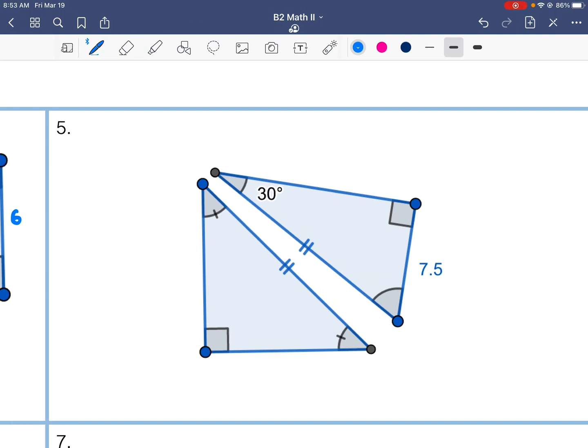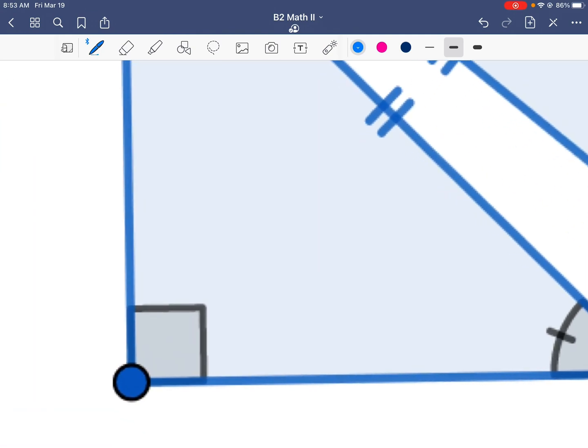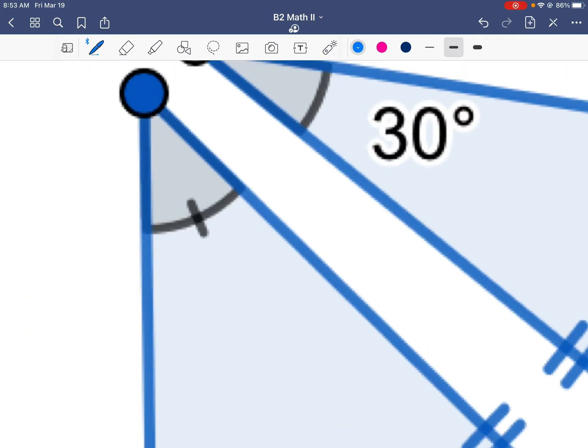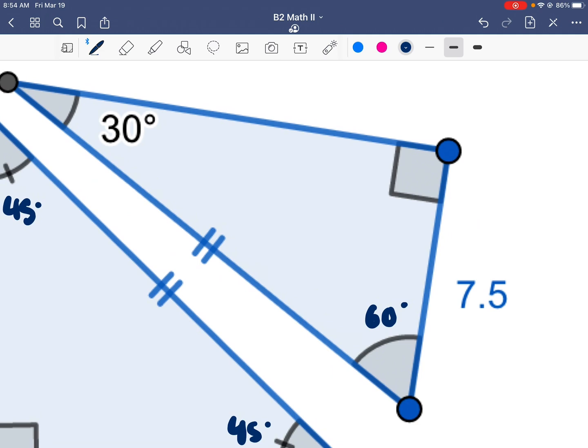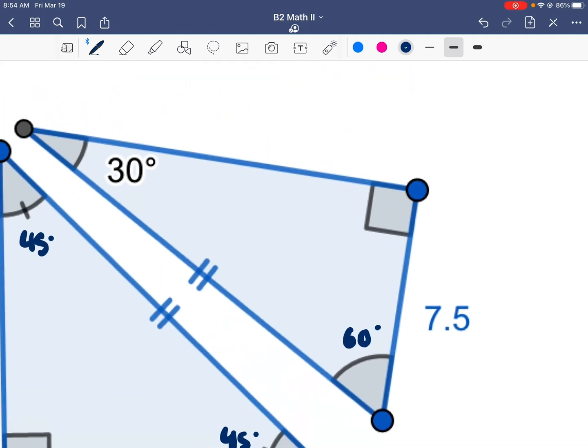Number 5, we have 2 similar triangles. One of them is 45, 45, 90. And the only way I know that is because we have a 90-degree angle here, and then we have 2 of the same angles here, which makes this the only kind of isosceles right triangle, right? There's no other way to get an isosceles right triangle. So we know that those are 45, 45, 90, and maybe I'll indicate that here. 45, 45, 90. So we have 45, 45, 90, and also a 30, 60, 90 over here.